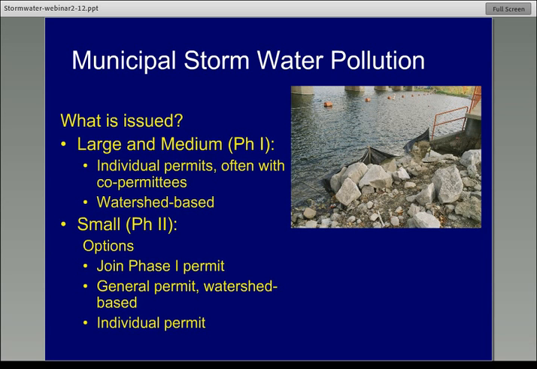This program was set up so the state would develop a general permit that would cover all of the entities between 50,000 and 100,000 in population. And as we know, there can be a lot of variation between an entity that's 50,000 and one that's just under 100,000 in population. There can be difference between entities that are both 50,000 in population.